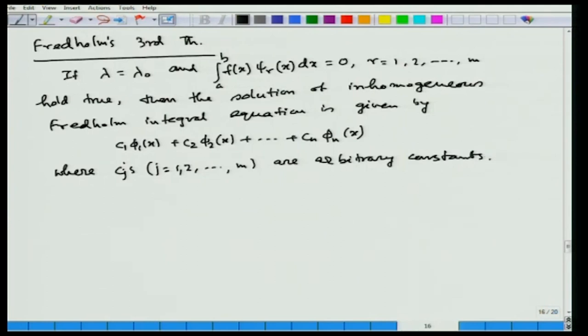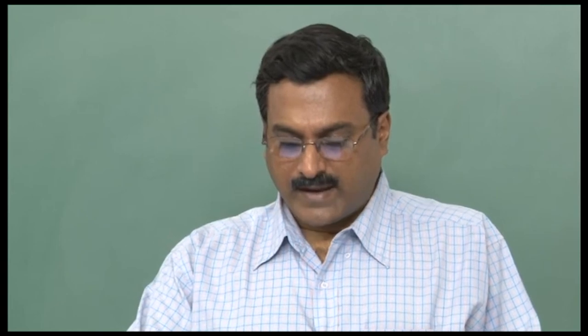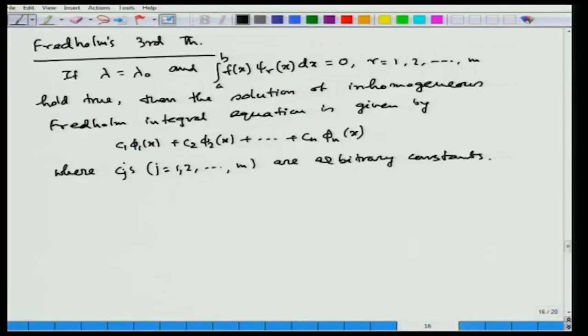So, these are actually the three Fredholm theorems associated with the Fredholm integral equation of the second kind. In case lambda is not an eigenvalue of the associated homogeneous problem, and f(x) and k(x, s), that is the kernel, are continuous over the interval (a, b), then we have a unique solution. And in case lambda equal to lambda 0 is an m-fold eigenvalue, or a zero of delta(lambda) of multiplicity m, then we will have m eigenfunctions.